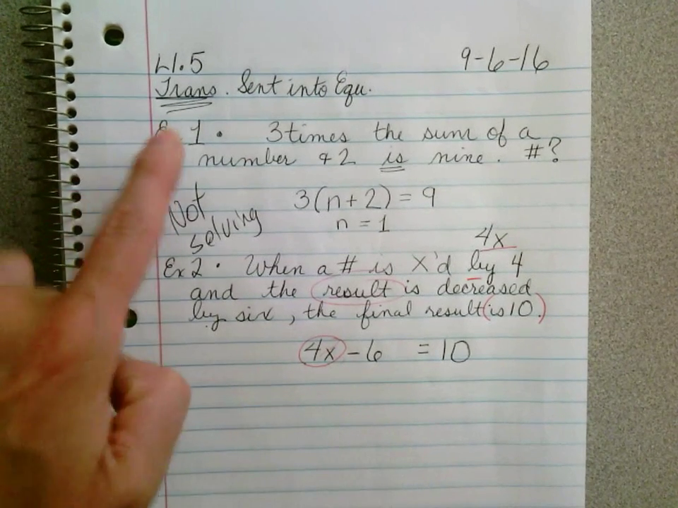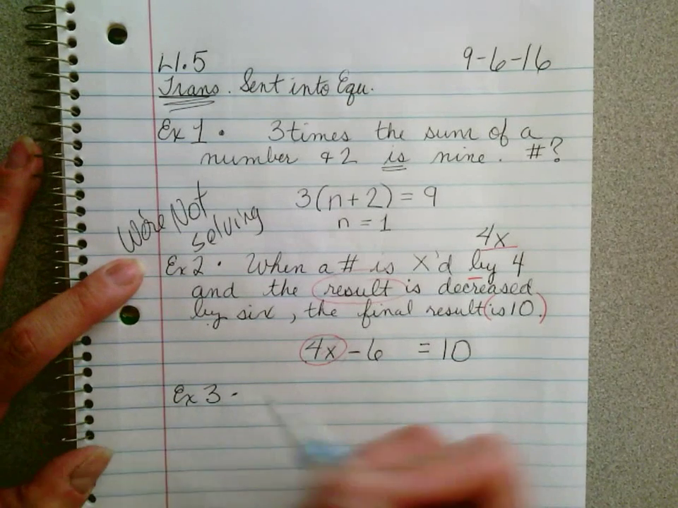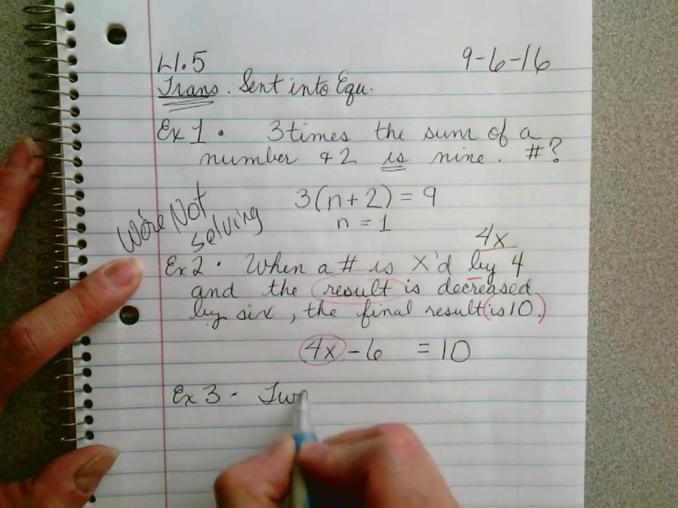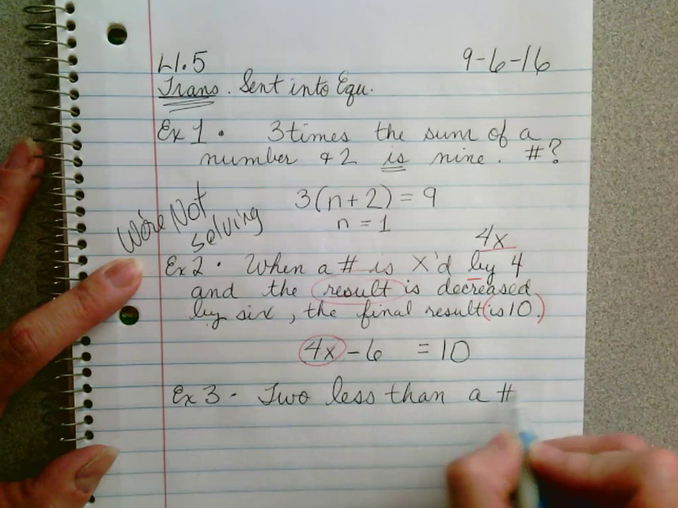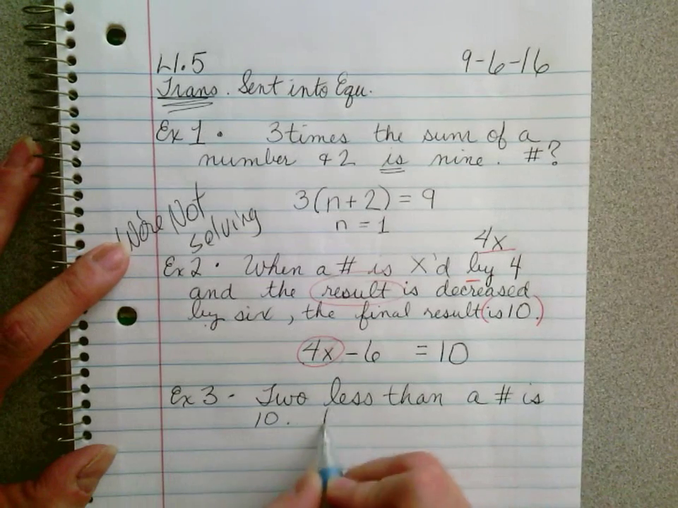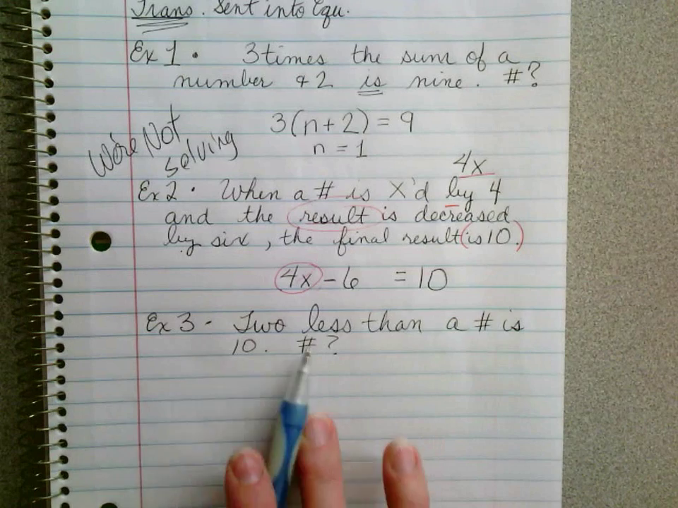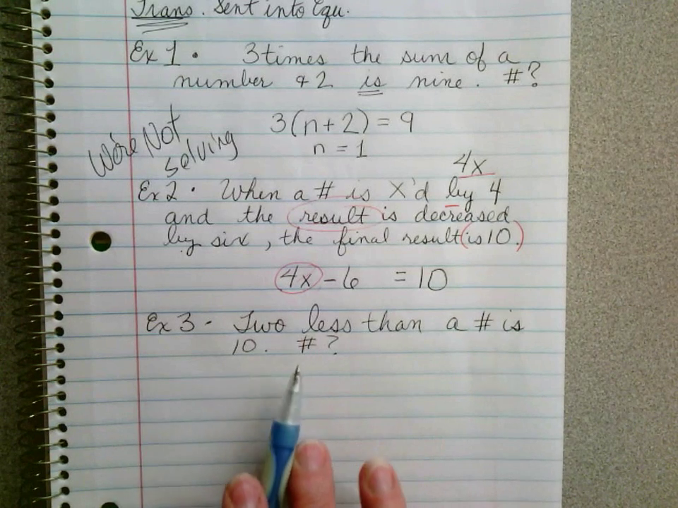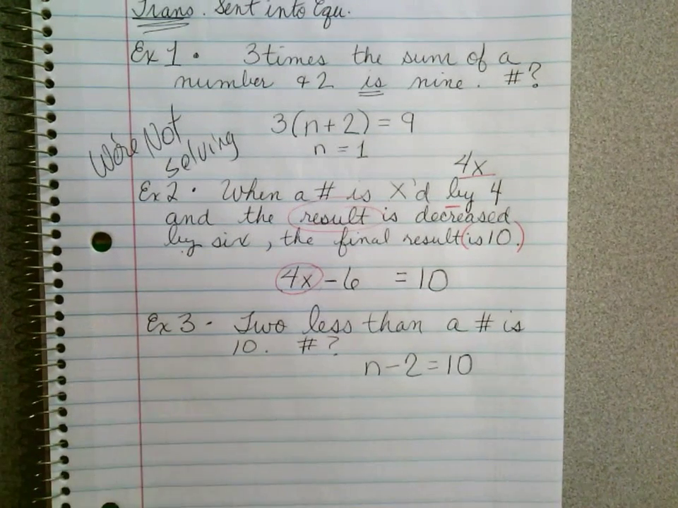How about example 3? It seems to me like they did something easy, then something hard. Example 3 is easy, and here's my version of their example. 2 less than a number is 10. Okay, what's the number? Now we're not actually solving it, we're just setting it up. What would this be, Mr. Ethan? What do you think? N minus 2 equals 10. He's right.